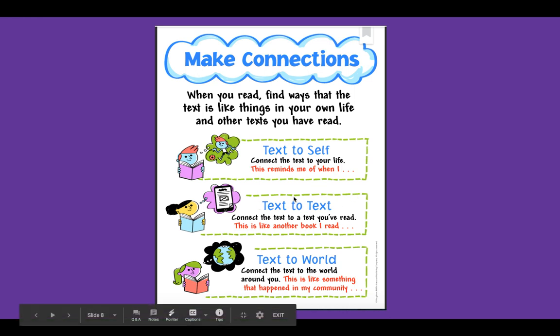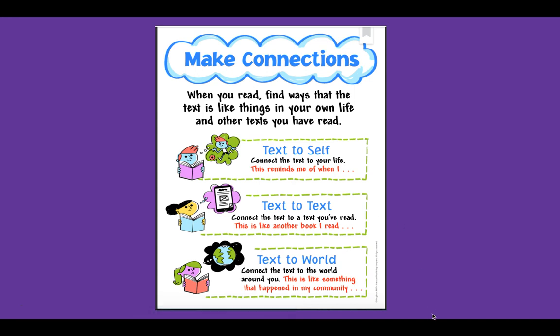Text to text connections connect the text you're reading to another text that you have read previously. For example, you could use a statement such as, "This is like another book I read because," such as, "When I read the story Airborne, I made a connection. This story was like another story that I have read because it had possible imaginary creatures that may have really existed."